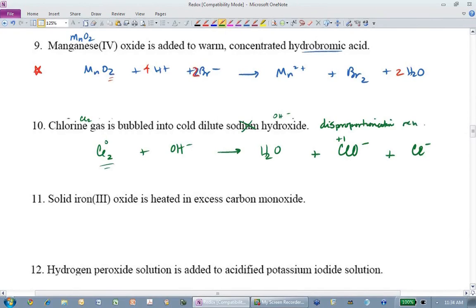Okay, so what's the scoop? I've got 2 chlorines on both sides. That's cool. I have 1 O on the left, 2 O's on the right. Need a 2 there. 2 H's, 2 H's. Total charge, -2 on the left. Total charge, -2 on the right. Another one I could do by inspection.